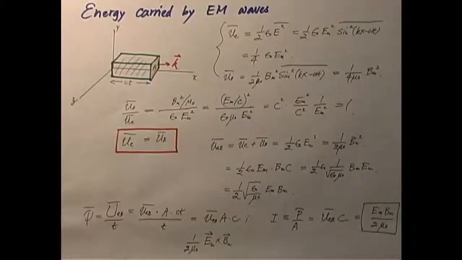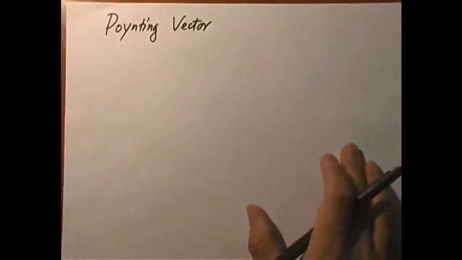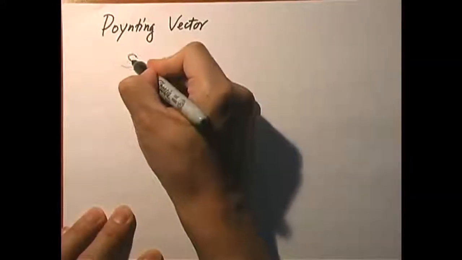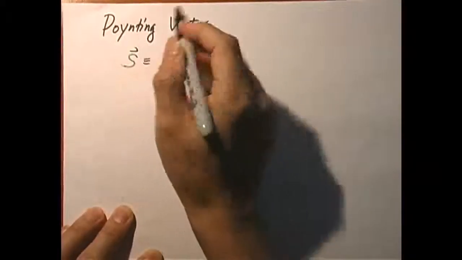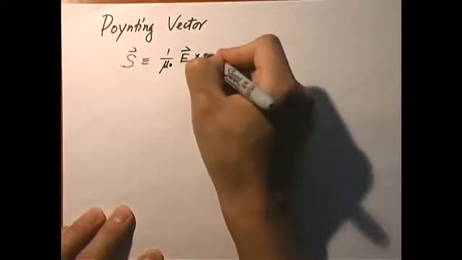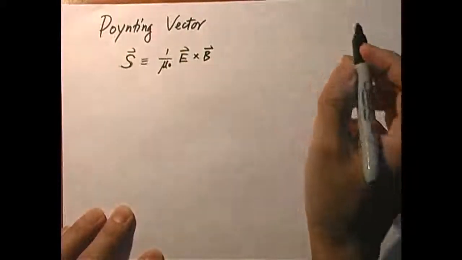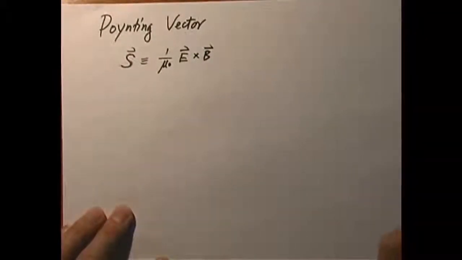What I'm going to do now is introduce an important concept relating to the energy flow, and it's called the Poynting vector. The Poynting vector, we call it S. It is defined to be 1 over mu naught E cross B. So whenever there's an electric field E and a magnetic field B, as long as they're not parallel to each other, you can define a non-zero Poynting vector which equals this.